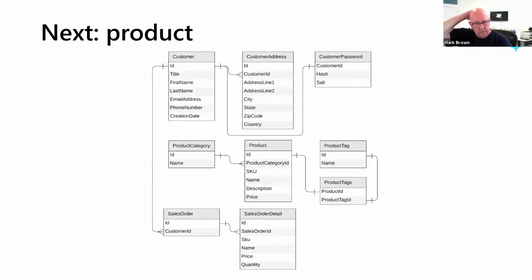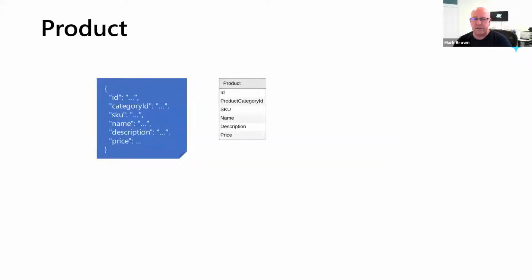Let's move on to products here. So, translate into JSON. Next, I need to look at the relationship to product tags. Our product table has a many-to-many relationship with our product tags, and I need to relay the product tags as well. And I also want to maybe eventually query for that as well.